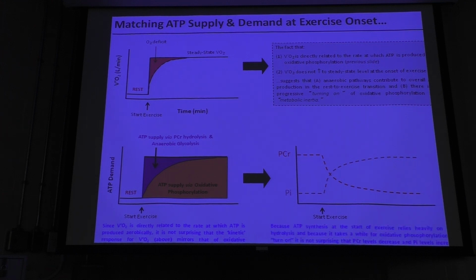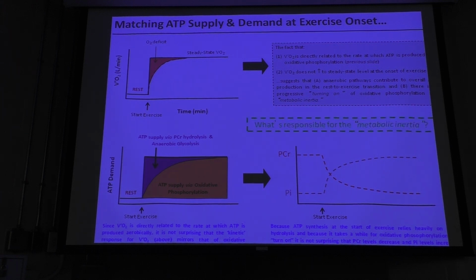So because ATP synthesis at the start of exercise relies heavily on phosphocreatine hydrolysis, and because it takes a while for oxidative phosphorylation to turn on, it's not surprising, again, that phosphocreatine levels decrease and inorganic phosphate levels increase progressively to a new steady state, but along a similar kinetic or time course as the activation of oxidative phosphorylation. Okay?